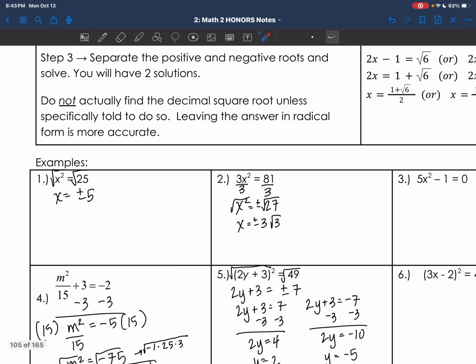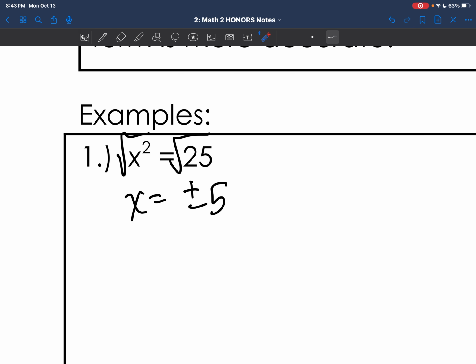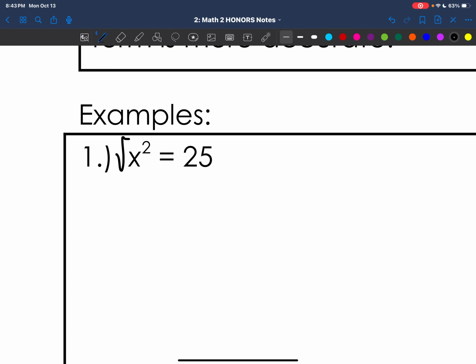All right, so now we're going to go through some practice. This one's super easy. It's just taking the square root of both sides. Remember, it's already by itself. Take the square root of both sides, and you're going to get x equals plus or minus 5. And that's all you need to do. There's nothing too fancy or in depth with that one.